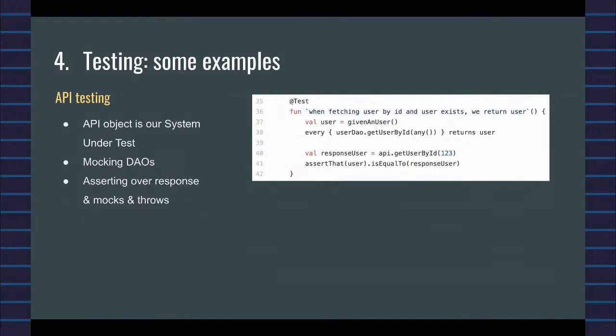API. This is a really easy layer to test. Again, mocking our dependencies, that are the data access objects. Then we call the API object, a real method, passing the parameter, and then we are asserting over the response that the API is returning to us. We can also assert over the mocks, and we can also assert if the method is throwing something. Really easy to test.